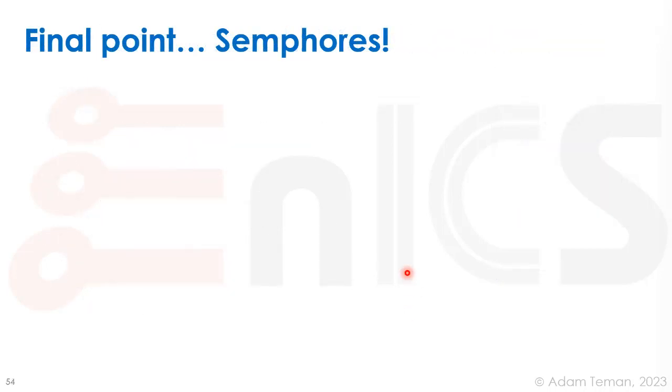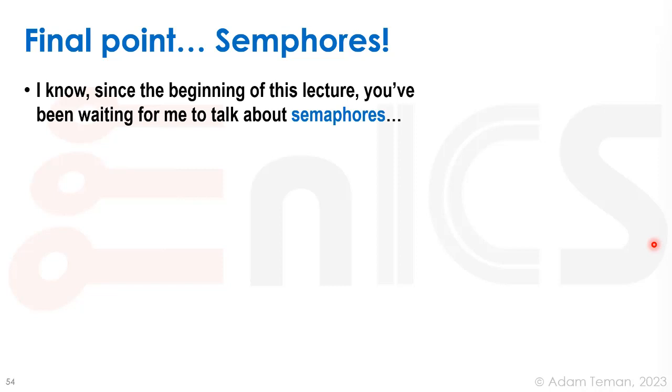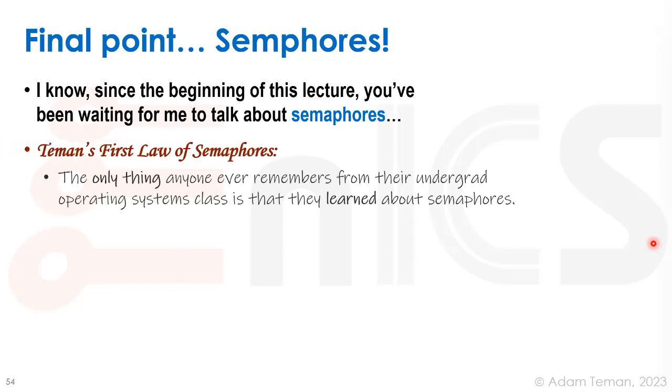And to finish this discussion of synchronization, I wanted to discuss semaphores. There are other types of synchronization primitives that they have in operating systems. I'm not going to go into them, but I'm sure that you've heard of semaphores before. At least you heard the word, and you've really been waiting for me to explain what they are. So I want to have 3 laws of semaphores. My first law of semaphore is that the only thing that anyone ever remembers from their undergrad operating system class is that they learned about semaphores.